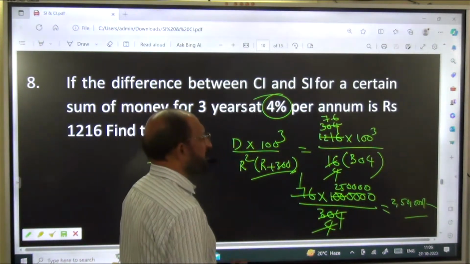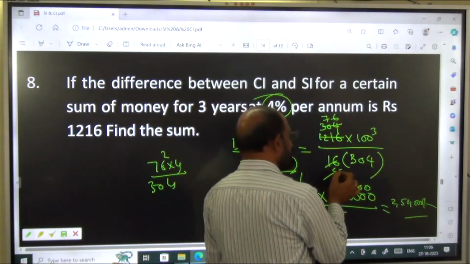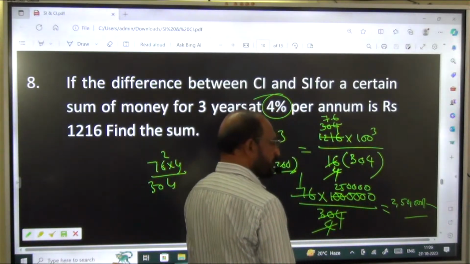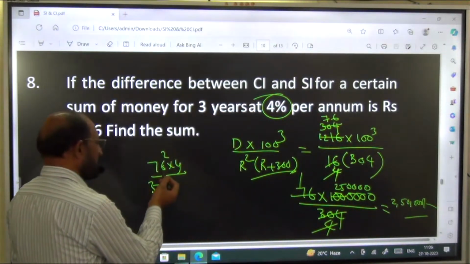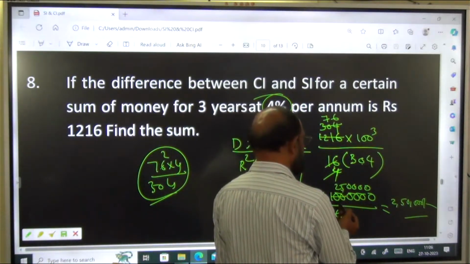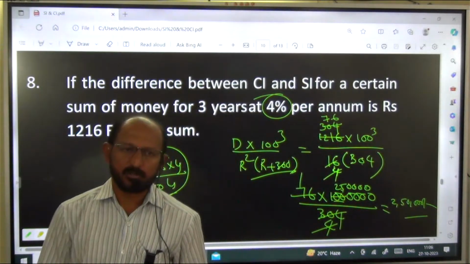Make the calculation very simple here. 16 table will go completely. If you don't know, then cancel with the 4 table. Then 76 in 304, 4 times will cancel. 76 fours 304. 4 ones 4, 25 100. Remaining all zeros. 1 to 4 zeros. So 2 lakhs 50,000.